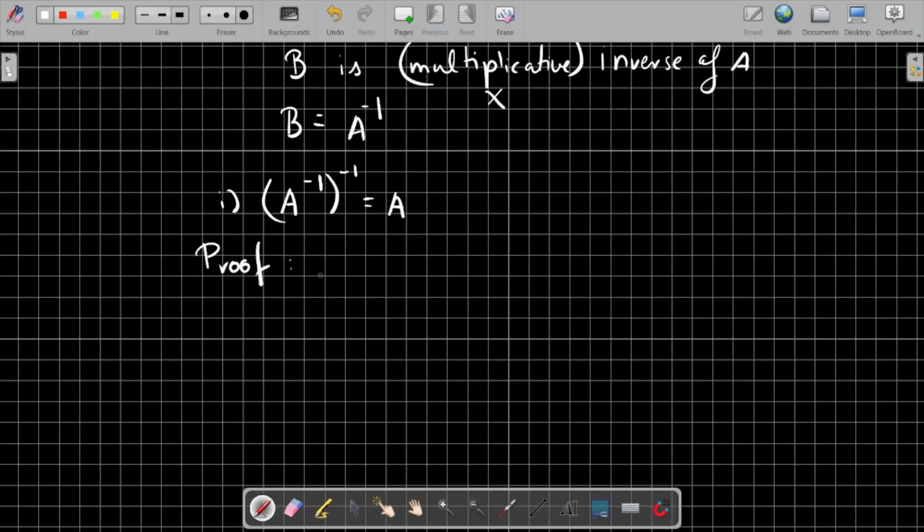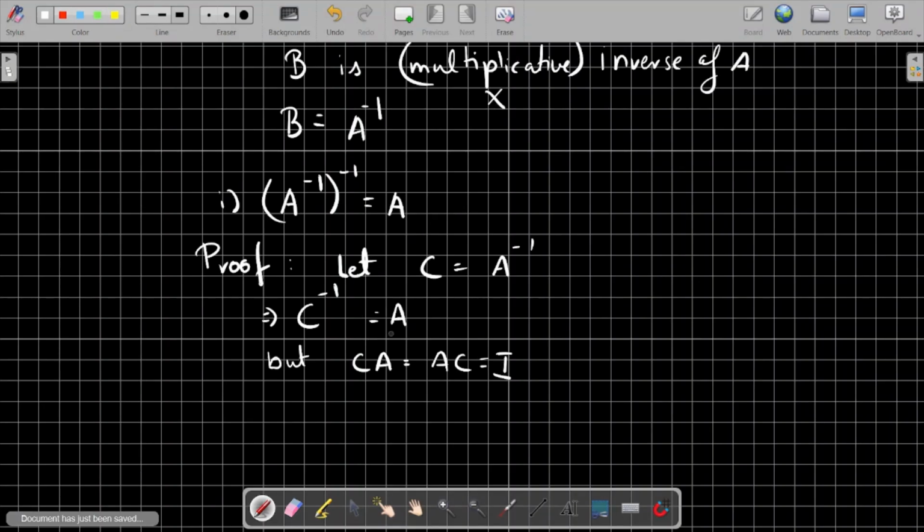Proof. Let C equal A inverse. This implies C inverse equals A, but CA equals AC equals I. Because this is the property of the inverse, because we defined it this way, right? So now, because C inverse is A, but C was already defined as A inverse, this implies that A inverse whole inverse equals A.